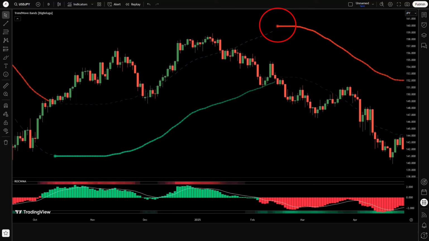When trend wave bands indicator has given a sell signal, then ROC weighted MA oscillator indicator has created a red histogram. And the market forms bearish candles, so all these conditions are fulfilled, so we have to take a sell order.